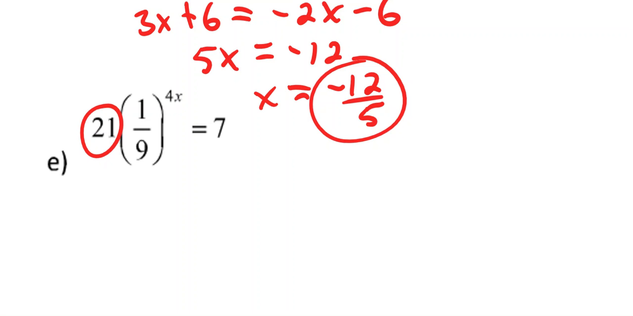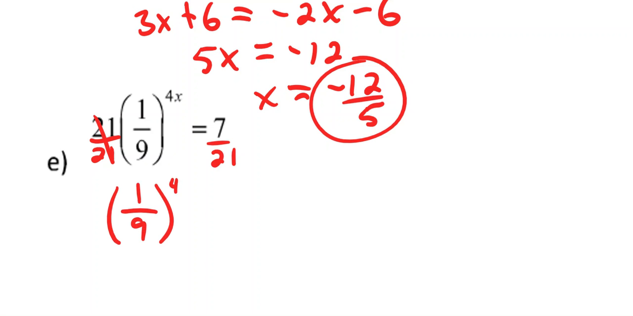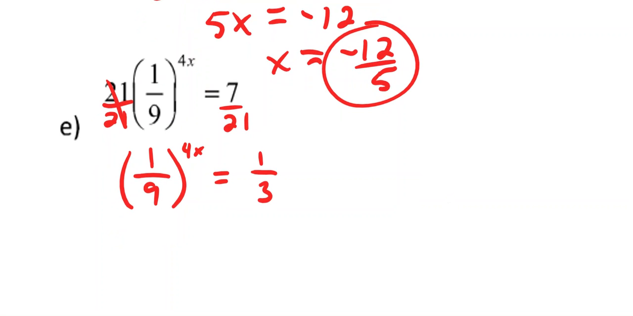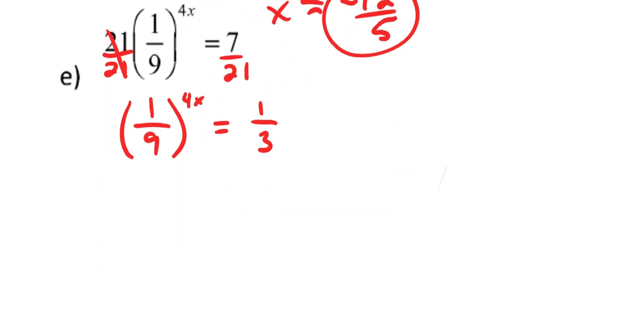Let's see what we've got going on. If I divide both sides by 21, this looks kind of promising. Let's rewrite it. That'd be 1 over 9 to the power of 4x is equal to, can you rewrite 7 over 21 a little simpler? 1/3. Yeah, 1/3, right? This is looking better. So 1/3, 9 and 3, I can work with those. Those seem like I can use a base 3 now.